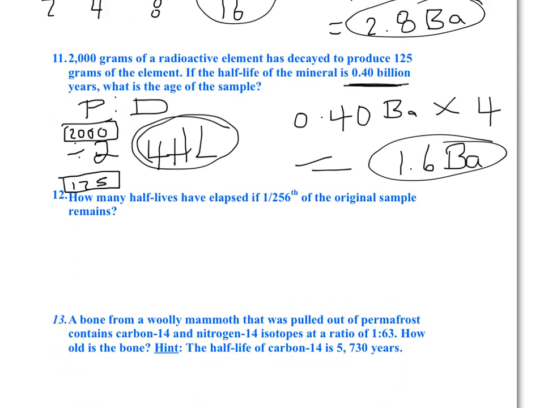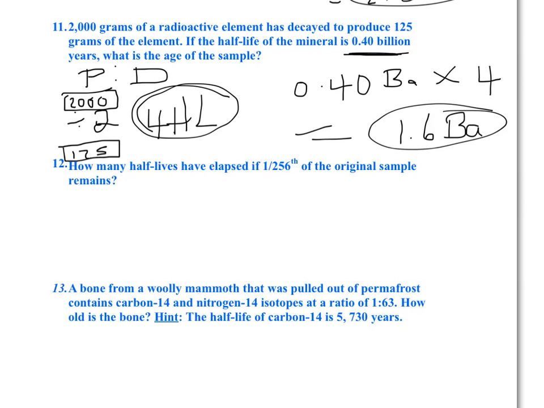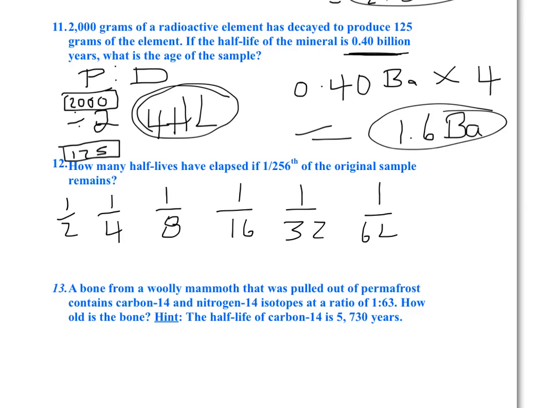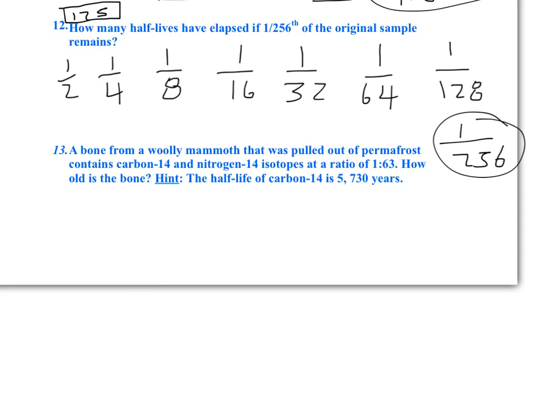Moving on to question number 12, it says, how many half-lives have elapsed if 1/256 of the original parent remains? So here we go. 1, 2, 3, 4, 5, 6, 7, 8. So the answer is 8 half-lives have occurred. Moving on to question 13.